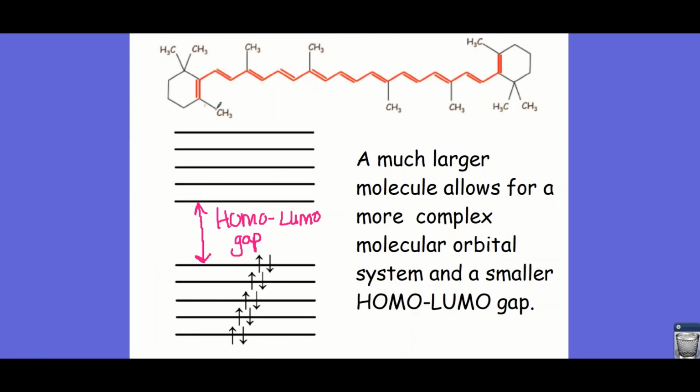But when we have a larger molecule like this, we have many more occupied bonding orbitals. We would therefore have more anti-bonding orbitals, so that homo-lumo gap becomes much smaller, and therefore much less energy is required to actually promote an electron from the homo to the lumo.